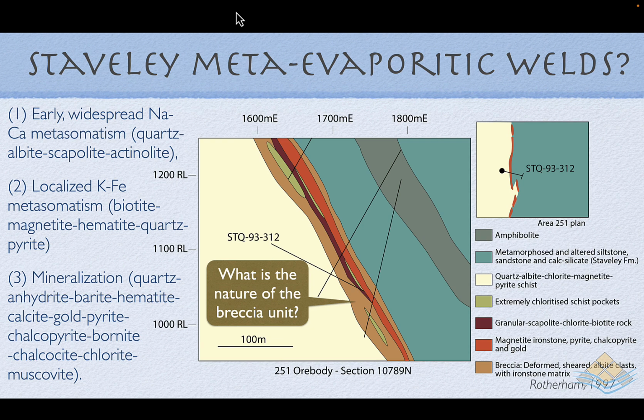what's the nature of that breccia unit? Is it a tectonic breccia? Is it an evaporite dissolution breccia? Is it a thrust weld breccia? Is it a salt weld breccia? Where did the clasts in association with this breccia, in this now sheared breccia, come from?